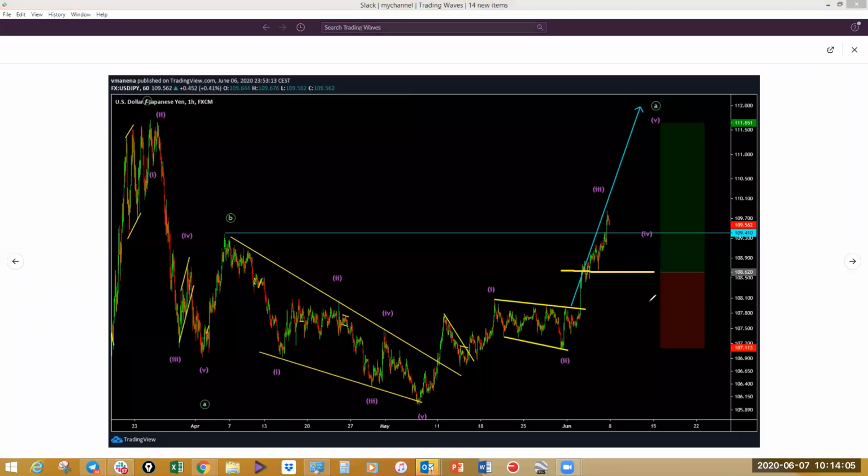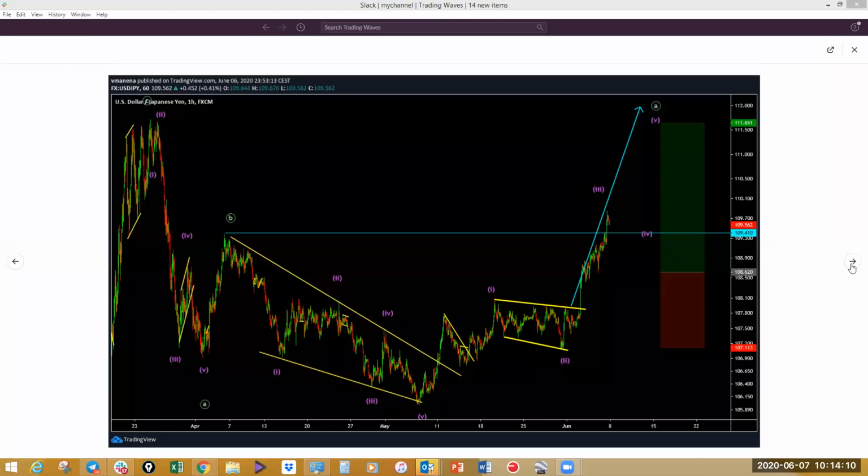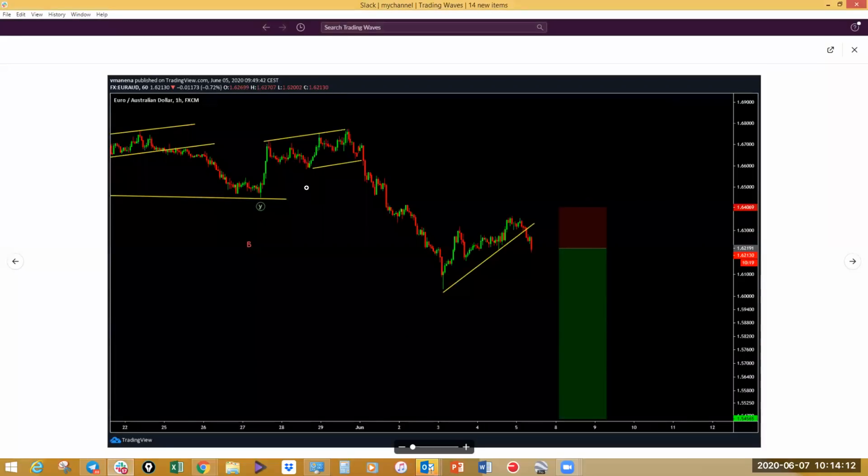Not a very good entry, but an entry nonetheless. 100 pips is a lot of money. That is US dollar JPY. EUROAUD, this is a new trade setup, has not done anything as yet.